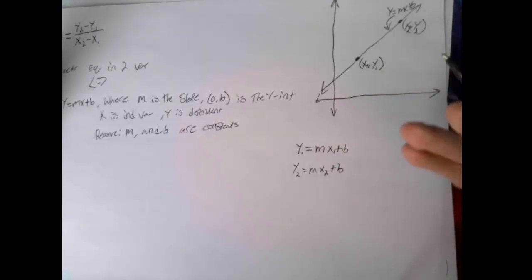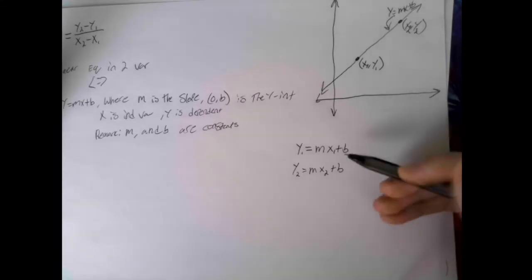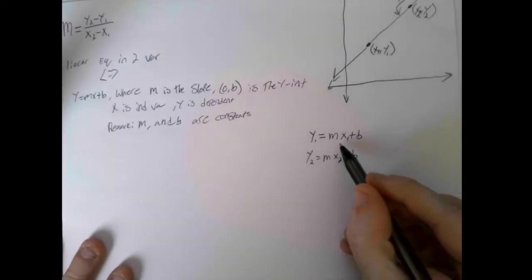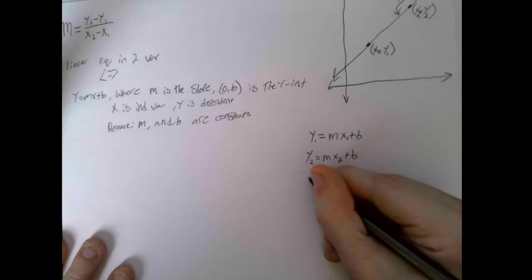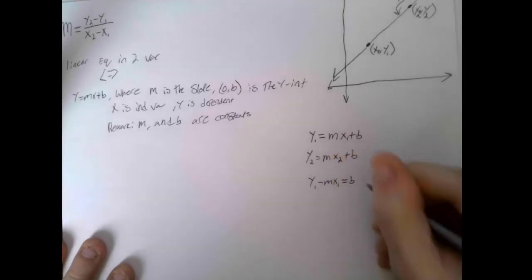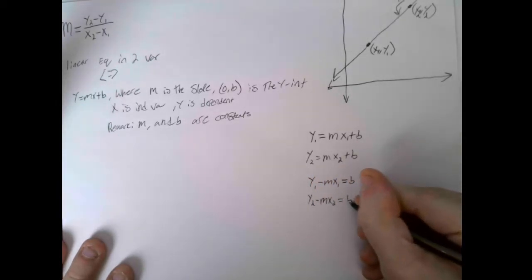Now from here, we're trying to find the slope, but there are 2 unknowns in each of these equations. We have b and we have m. So we're going to have to get rid of one of these terms so we can find the other one. We'll start by subtracting mx1 from both sides of this one and mx2 from both sides of this one. And we get y1 minus mx1 equals b, and y2 minus mx2 equals b.